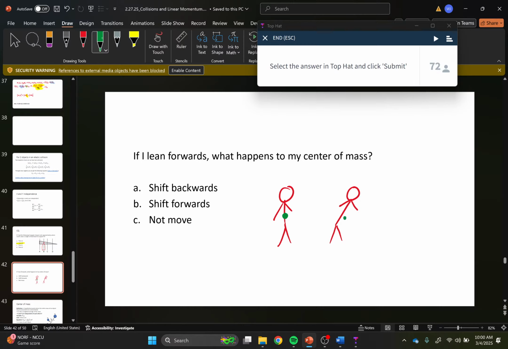What's going to be really weird is that your center of mass doesn't actually have to be on your body. A good example of this is a boomerang. So if I drew a boomerang real quick, the center of mass.